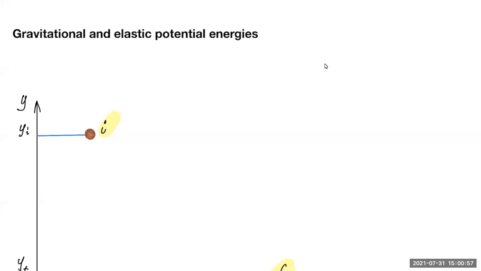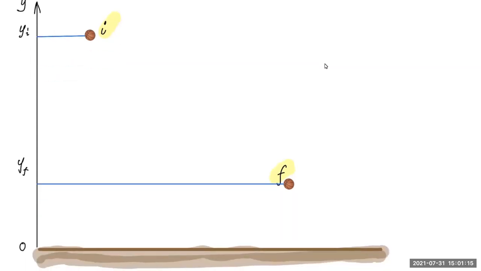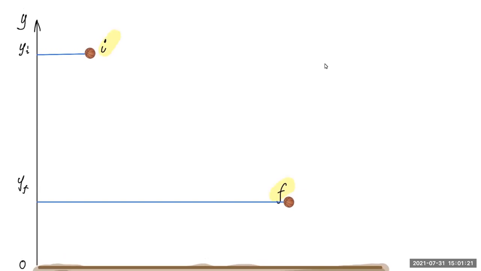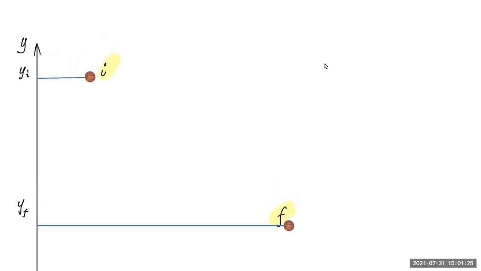So the first example is the gravitational potential energy. Now we have this basketball starting from a certain initial position I, it ends up in a final position F. We can establish a y coordinate system going directly upwards from a certain reference level. It could be the ground, could be anywhere else. And we wish to calculate the work done by gravity from initial to final in order to find the expression for the gravitational potential energy.